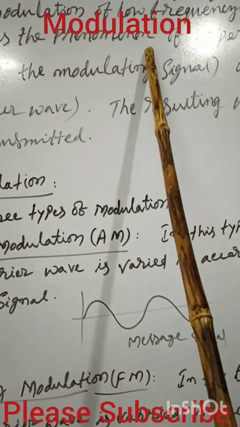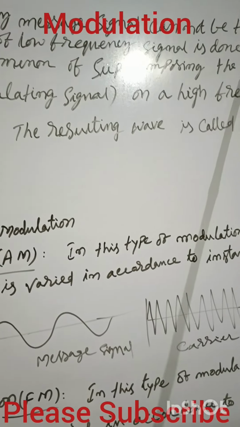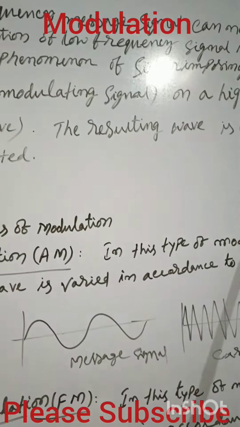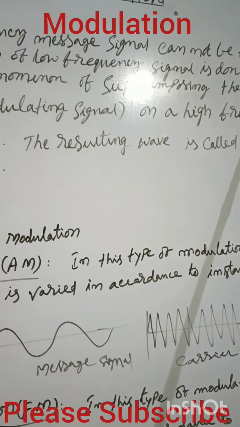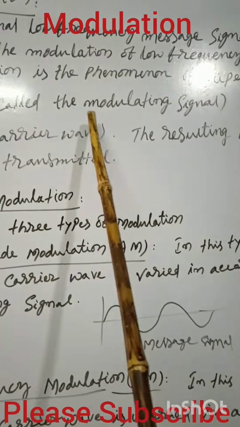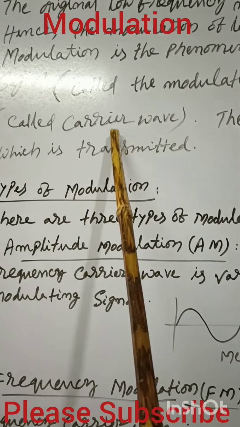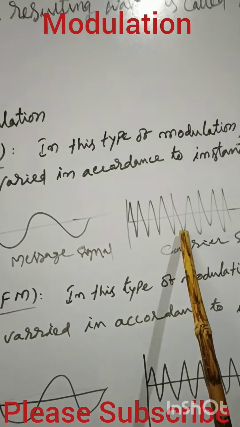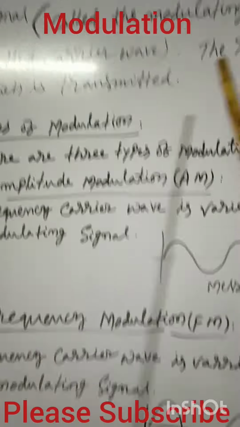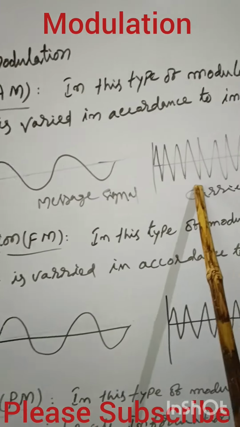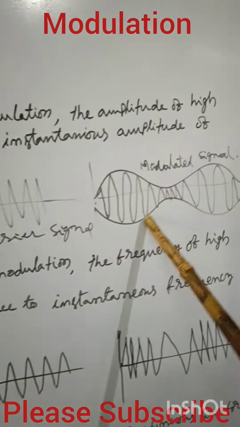If you want to transmit this message signal, being low frequency, it requires a big antenna and a lot of power consumption, and it won't propagate over long distances. For that we are going to introduce one high frequency carrier wave. On this high frequency carrier wave, you are superimposing this message signal. Then the result will be like this.